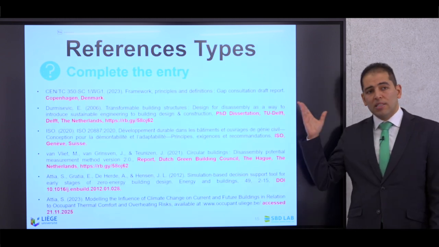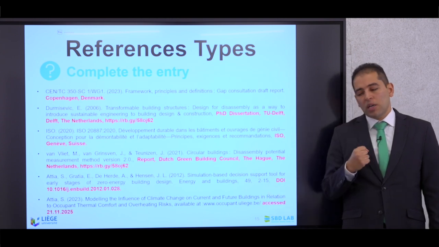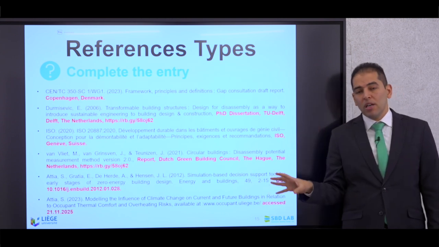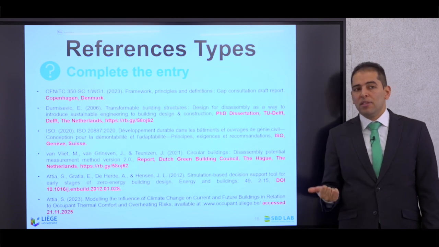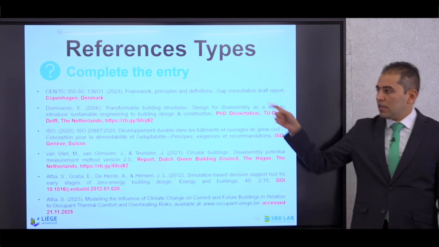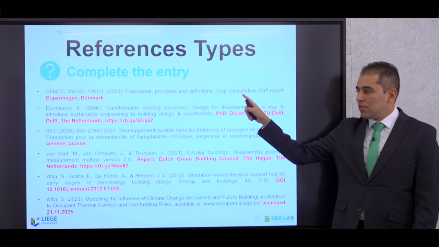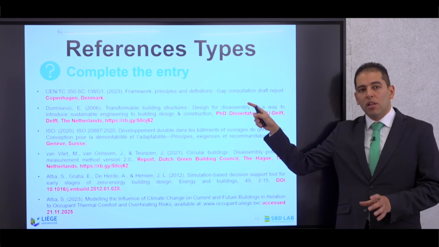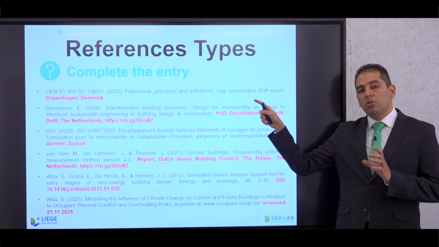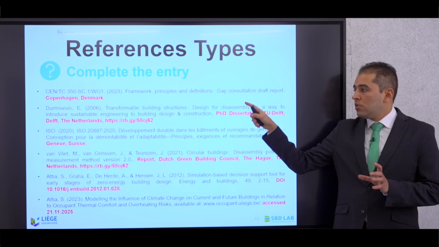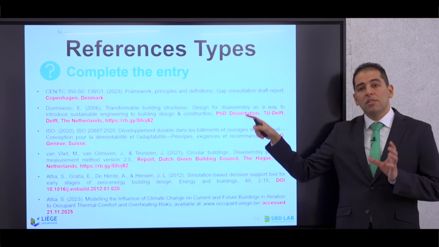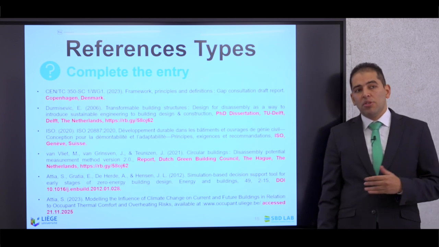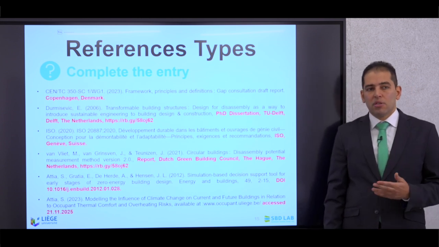For example, this is a complete entry for a references list, and as you can see, everything that is in red is what people forget to add in their references. For example, in the beginning, this is an international standard. We have the organization, the SEN, we have the year, we have the title, and the authors forgot to add the city and the country where the standard is published. So here it is Copenhagen, Denmark, for example.